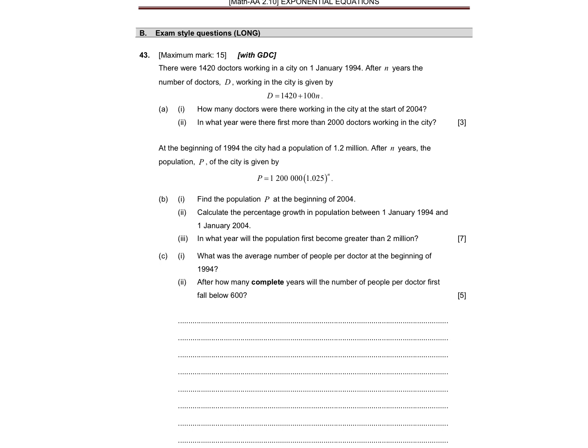All right, there were 1,420 doctors working in a city on the 1st of January 1994. After n years, the number of doctors working in the city is that. How many doctors were there working in the city at the start of 2004? So that's when we just substitute in n is 10. And then in what year were there first more than 2,000 doctors working in the city? So if you do this and n solve, you get that n is 5.8. So that's exactly when there's 2,000. So not until the 6th year is there more than 2,000.